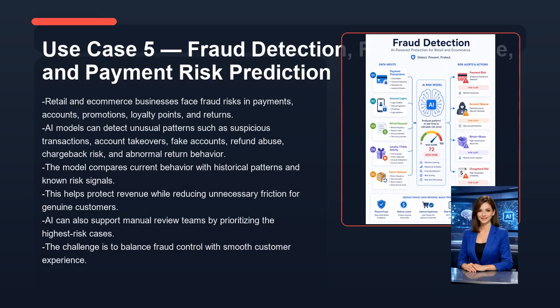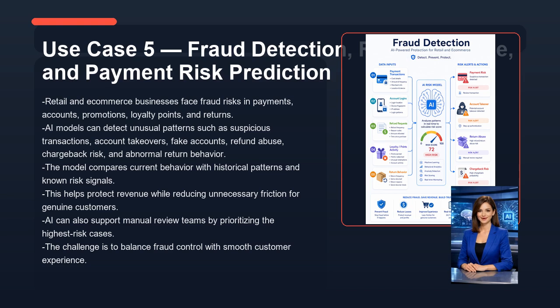Now let's look at use case 5, fraud detection, returns abuse, and payment risk prediction. Retail and e-commerce businesses face fraud risks in payments, accounts, promotions, loyalty points, and returns. AI models can detect unusual patterns such as suspicious transactions, account takeovers, fake accounts, refund abuse, chargeback risk, and abnormal return behavior. The model compares current behavior with historical patterns and known risk signals.